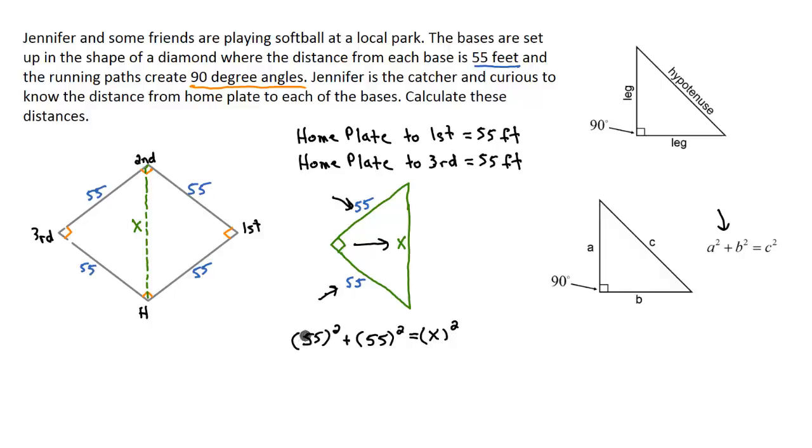So now I'm going to actually do the squaring of 55. Those both give us 3,025, and now we're going to add them together. That gives us 6,050. And to get my x squared by itself, so it's just an x, I need to take the square root of that, which means I have to take the square root of this side as well, and then I'm going to get my answer. That's going to be approximately 77.78, and that's in feet. And I believe that's all we had to do for this problem.